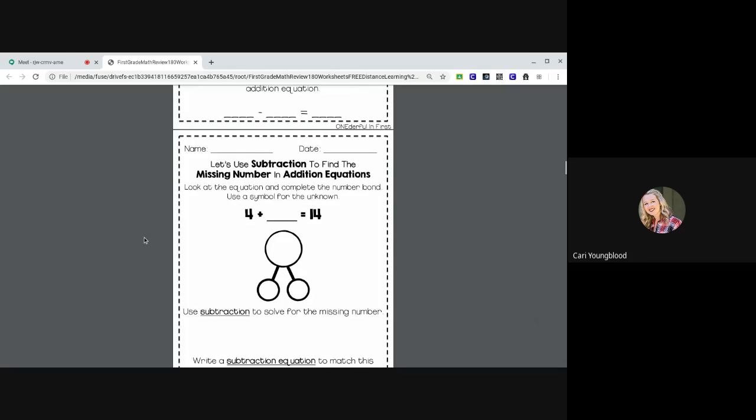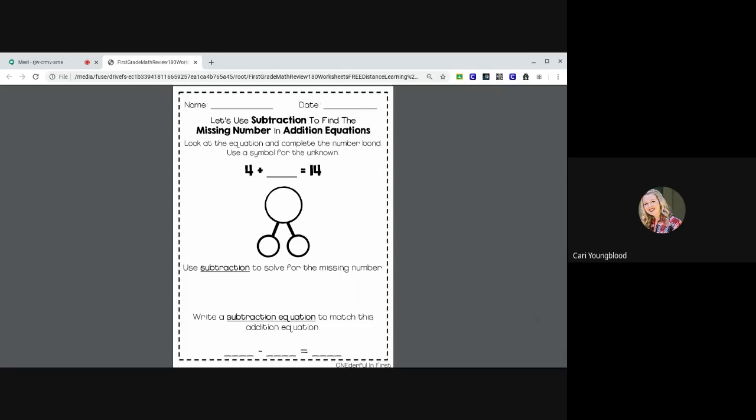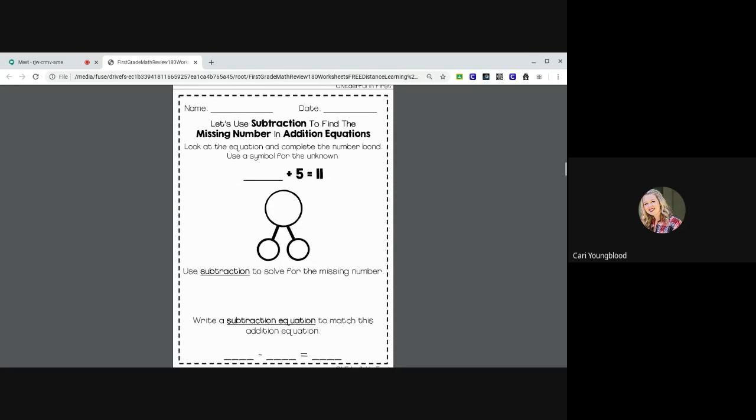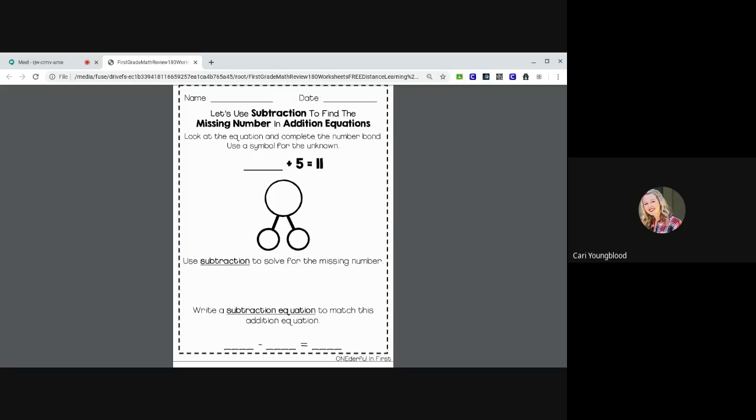I want you to try this one by yourself. You need to pause the video right here and see if you can figure out this one. Same thing, guys. Write your big daddy whole in the top circle. Write down the part that you do know in the part circle. And then see if you can flip-flop this equation into a subtraction equation to solve for the missing part. Make sure you have a grown-up take a picture of your work. I want to see how you do. And then try this one. Same exact thing.